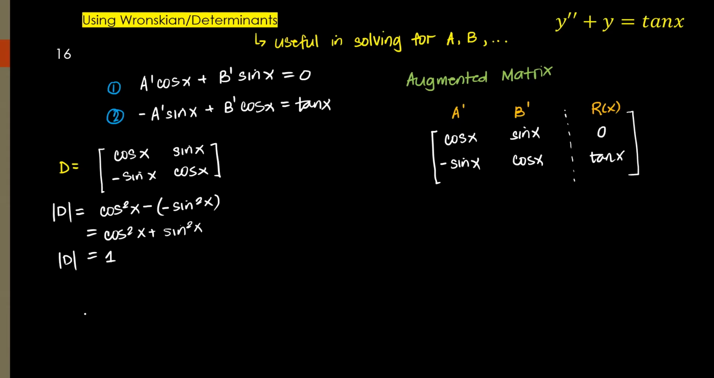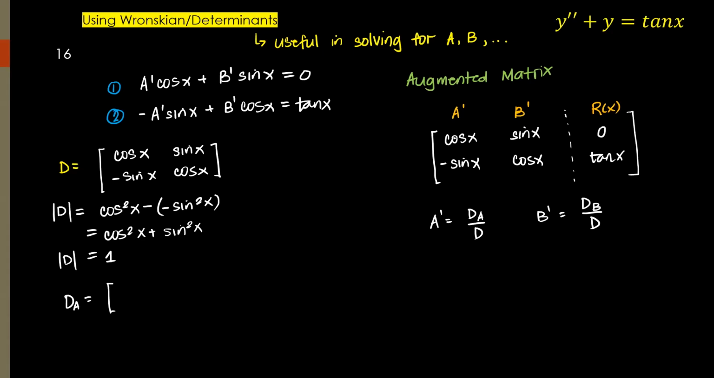Now, let's solve for A and B. How do you solve for A prime and B prime? A prime, guys, can be solved by this. And then B prime can be solved by... So what do I mean by dA over D, and what do I mean by dB over D? You know what D is. The thing is, what is dA?